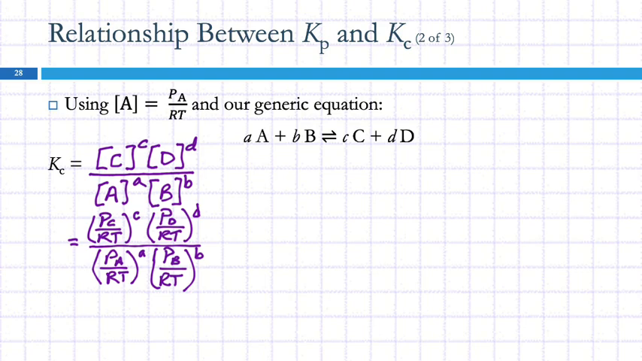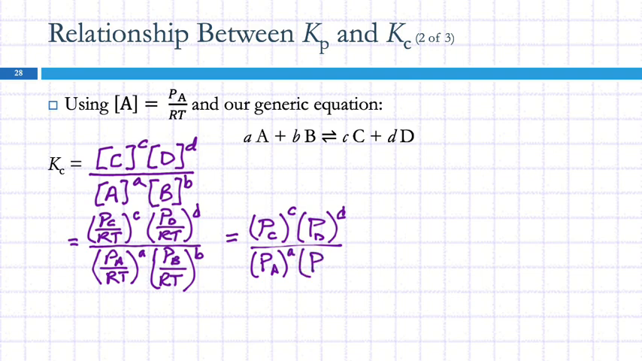So we've kind of got a mess here, right? Well, there's RTs all over the place, right? So we could factor those guys out. So we could have PC to the C power and PD to the D power divided by PA to the A power times PB to the B power.